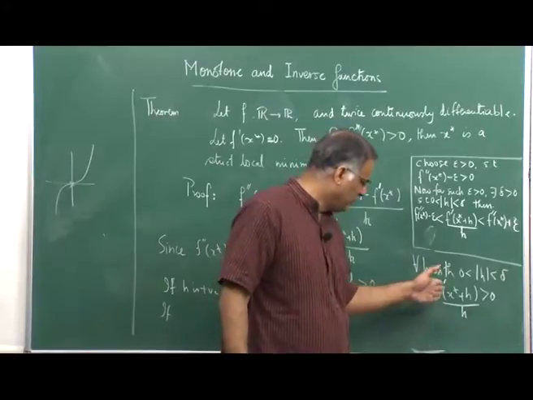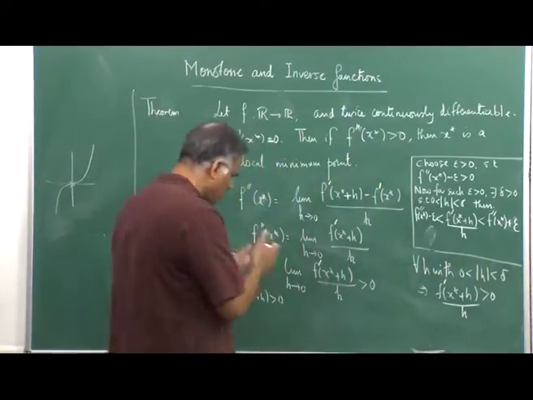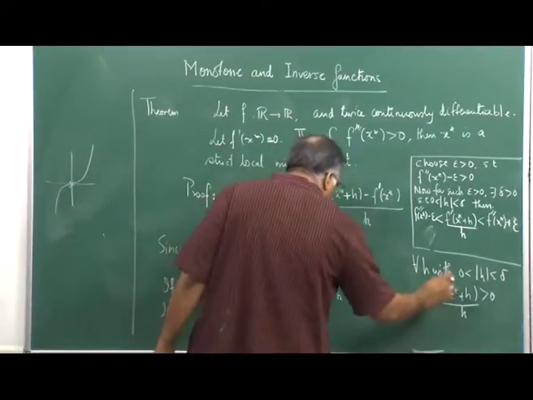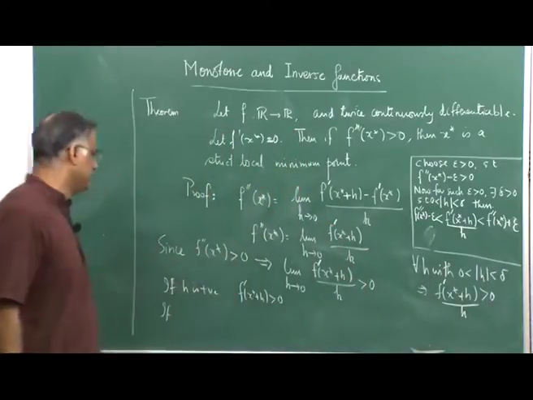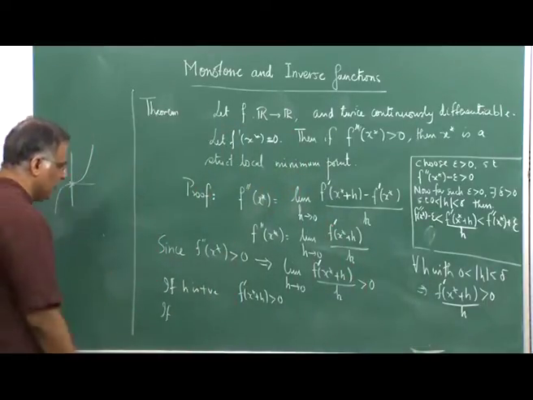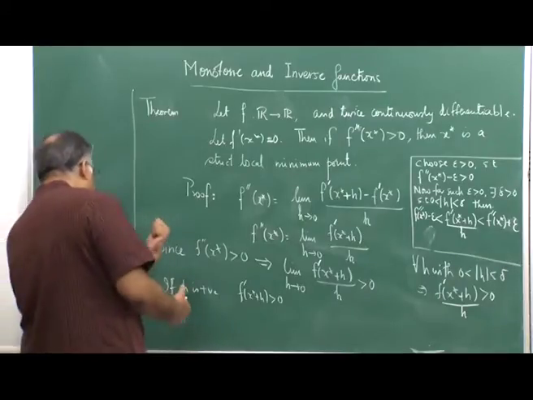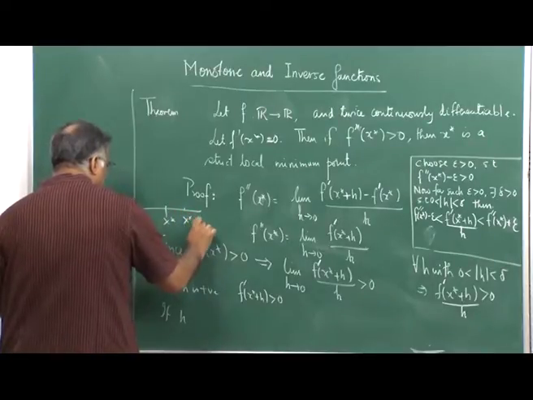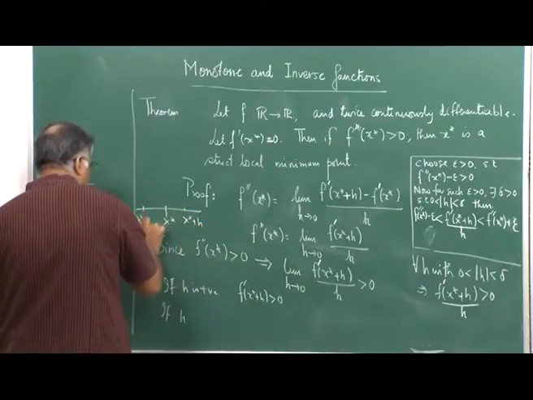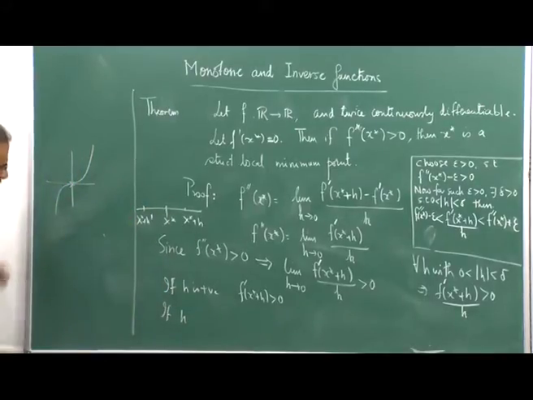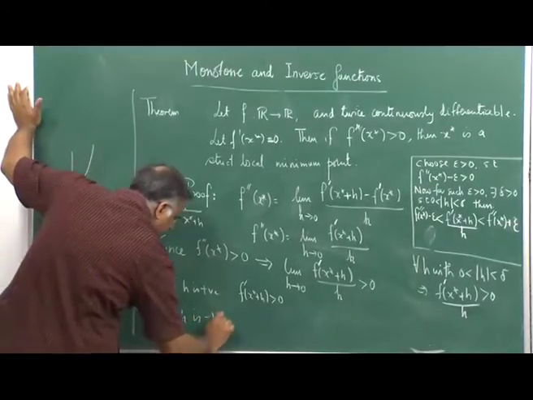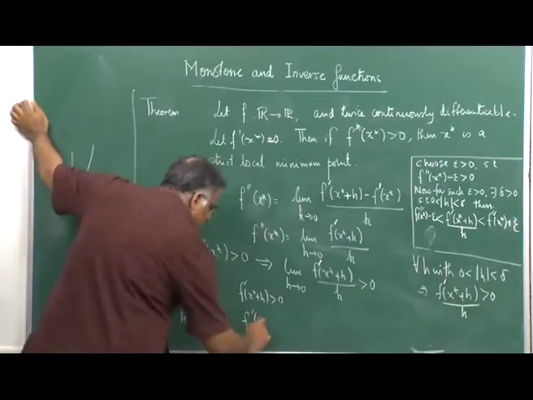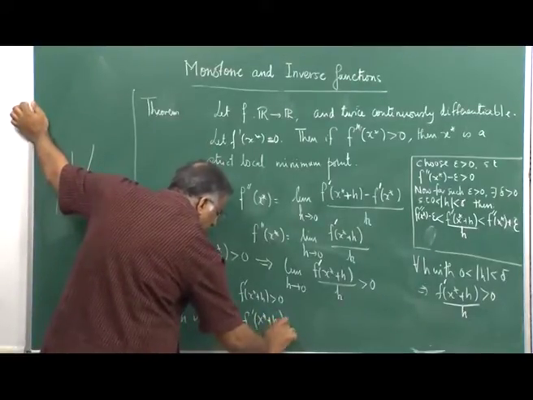So, from x star to x star plus h, that is, up to x star plus delta, f dash of x star plus h is strictly bigger than 0. But if h is negative, that is, you are moving towards the left of x star, then f dash, because I will multiply by a negative number, this sign will change. So, f dash of x star plus h is negative.